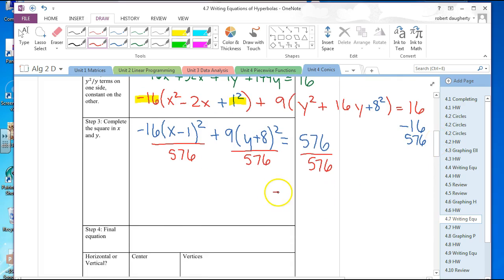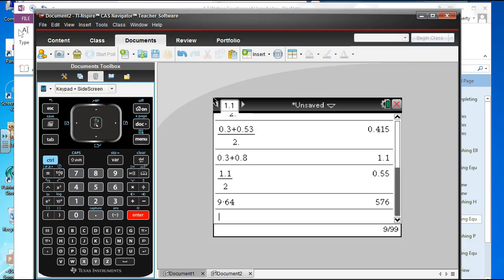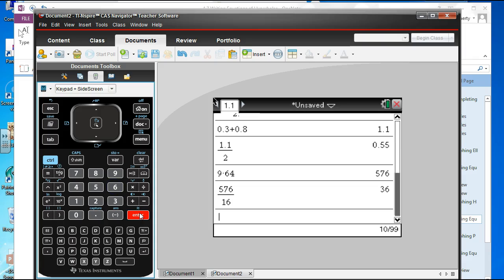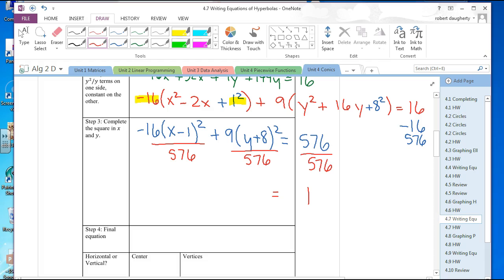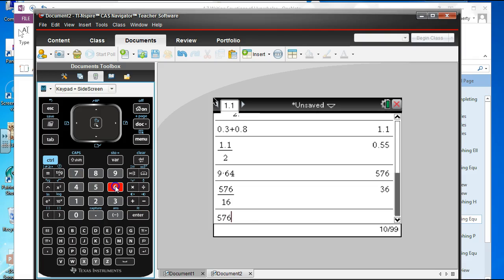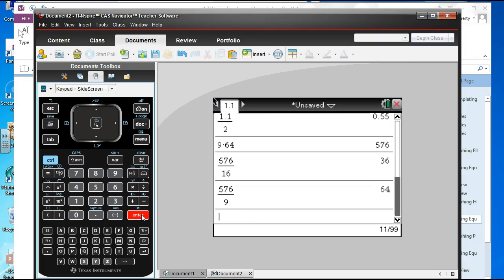So, real easy over here, that's 1, okay? So 576 divided by 16. So 576 divided by 16 is 36. So this is negative x minus 1 squared over 36 plus 576 divided by 9. So 576 divided by 9 is 64.